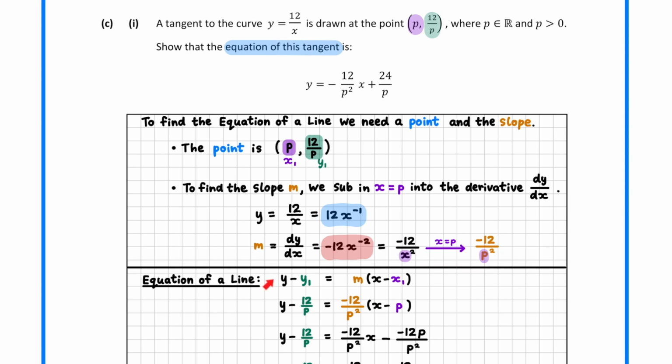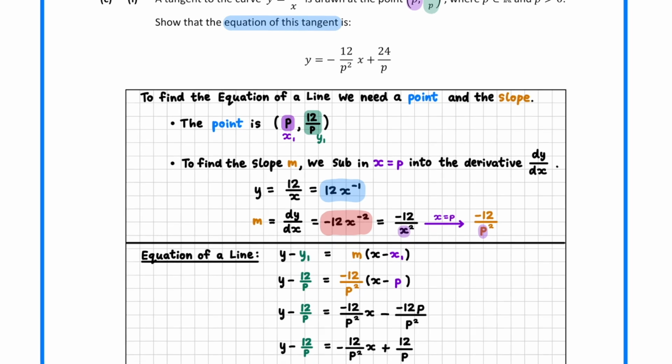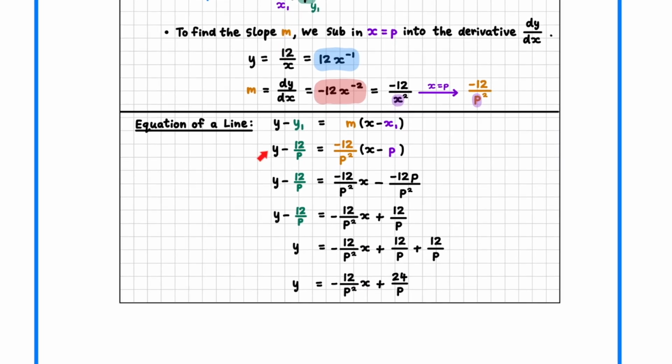Now we can use the equation of the line formula. x1 is equal to p, y1 is equal to 12 over p, and m is equal to minus 12 over p squared. We multiply out the brackets on the right, simplify, add 12p to both sides, and simplify again.